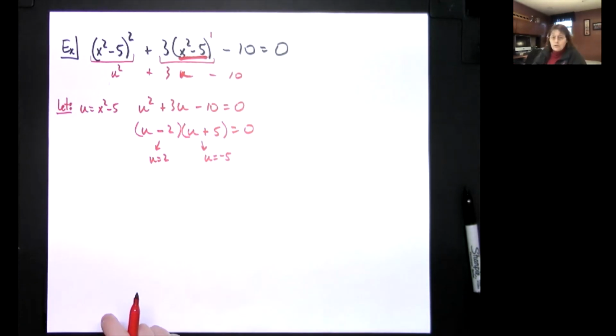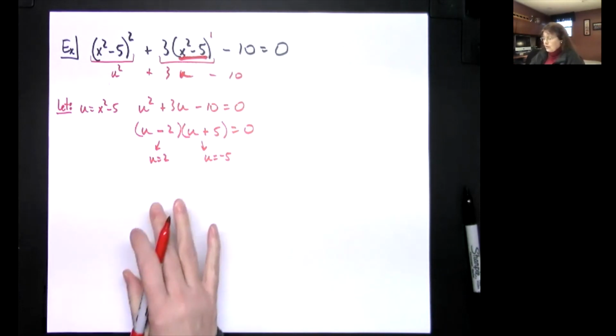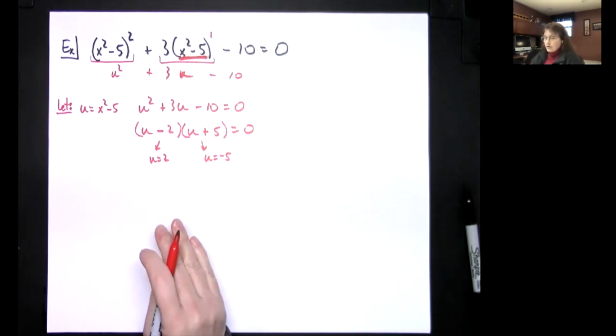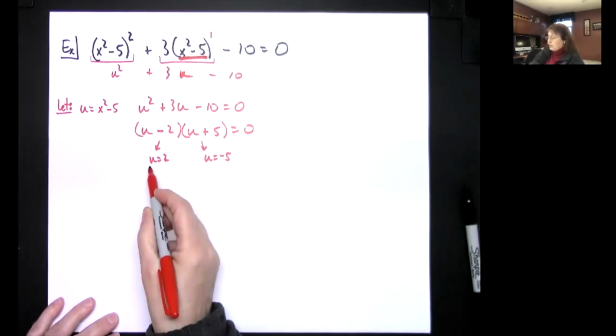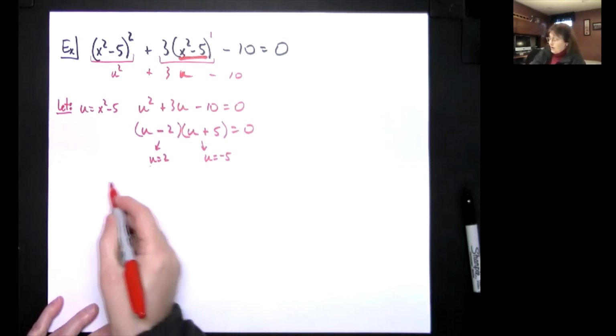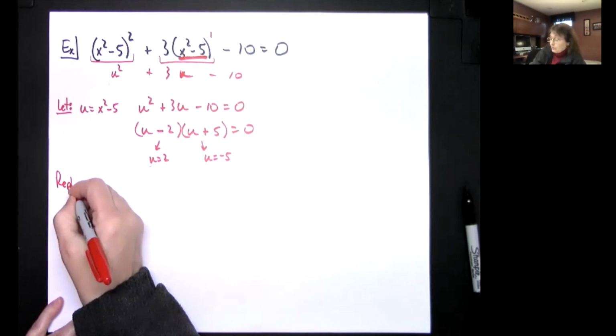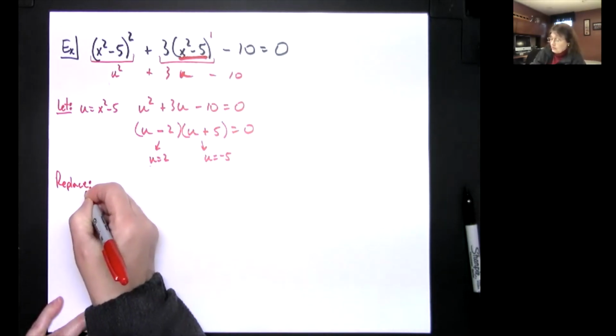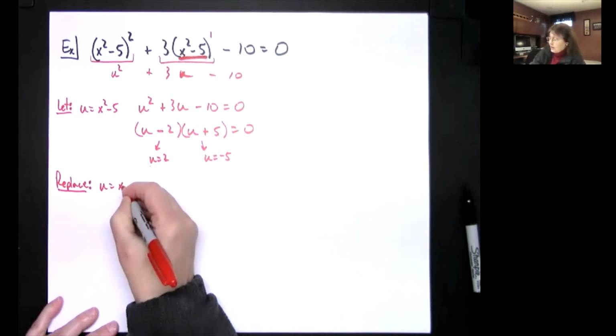All right, and then again, you just don't want to forget. It's really easy to stop right there and say your answers are 2 and negative 5, but you got to remember they're in terms of u. We started in terms of x. So then we want to replace u being the x squared minus 5.